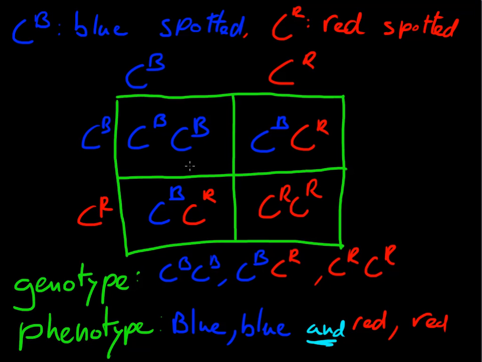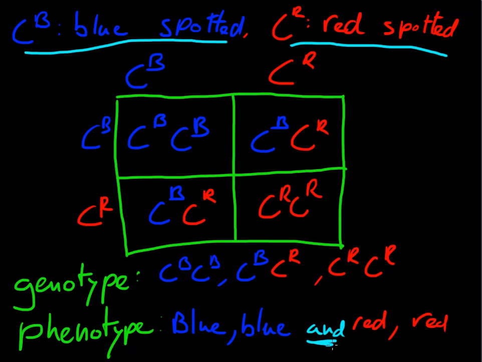Now, in the last video, I forgot one crucial element that you must always do when you do a Punnett square, which is to define your alleles. So I have C^B as blue spotted cats, C^R as red spotted. Just like in incomplete dominance, if I mix two heterozygous, I'll get the same results. The genotype is very similar, but the phenotype is a little different.